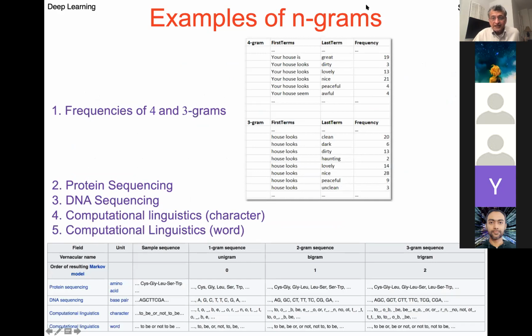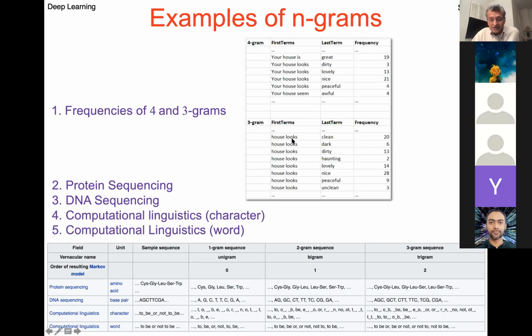Examples of n-grams. So the tables that you store may look like this: 4-gram. First terms are 'your house is', last term is 'great', frequency 19. 'Your house looks', last term 'dirty', its frequency is 3, like that. So these are all combinations. How often do these 4 words occur when the first 3 words are this, and what is the last? This is a conditional probability. How often does 'great' occur, 'dirty' occur, and that kind of thing. Maybe it can be conditional, or it can be joint as well. Maybe this looks like a joint here, these 4 words at a time, or it could be these 3 given this. Those are related to each other.